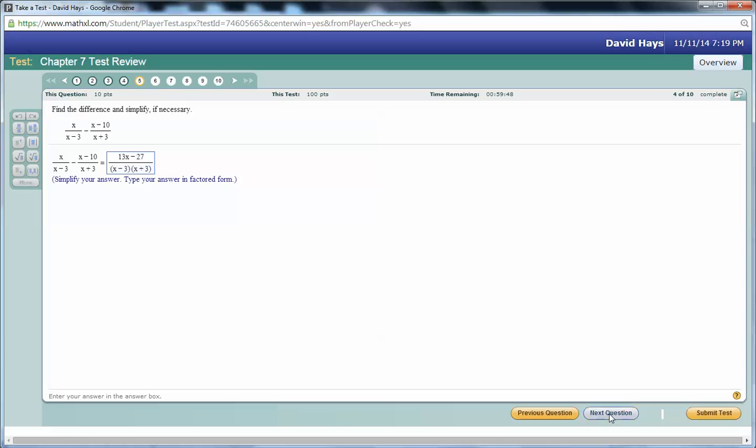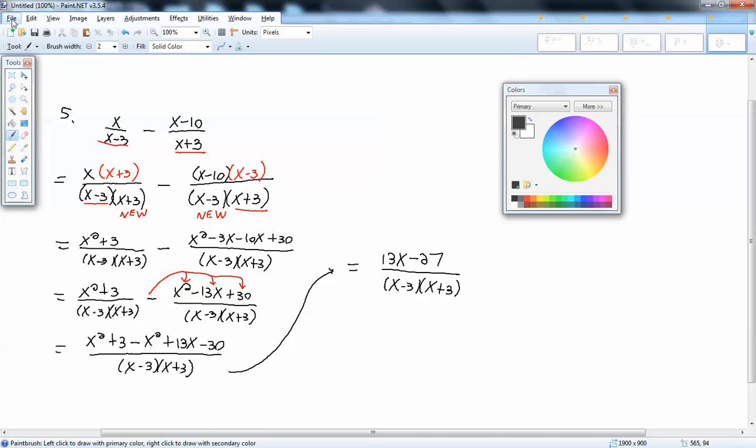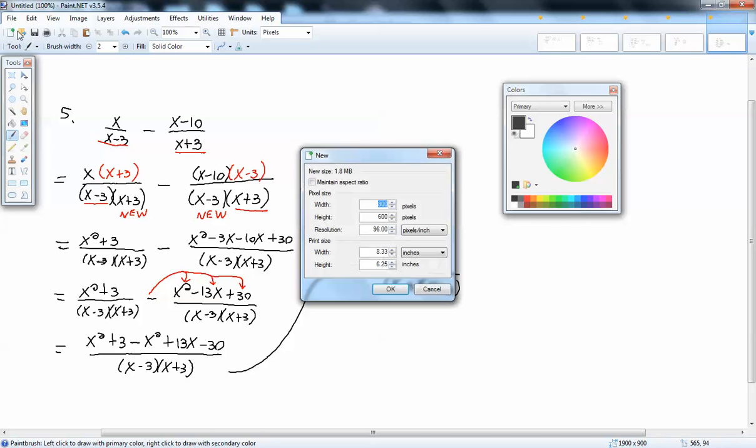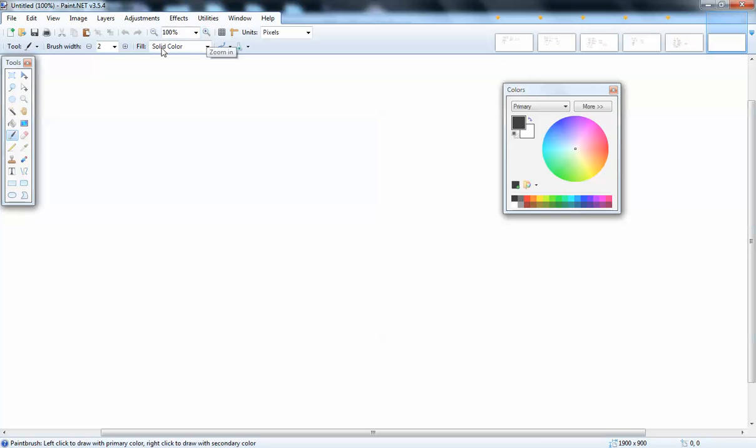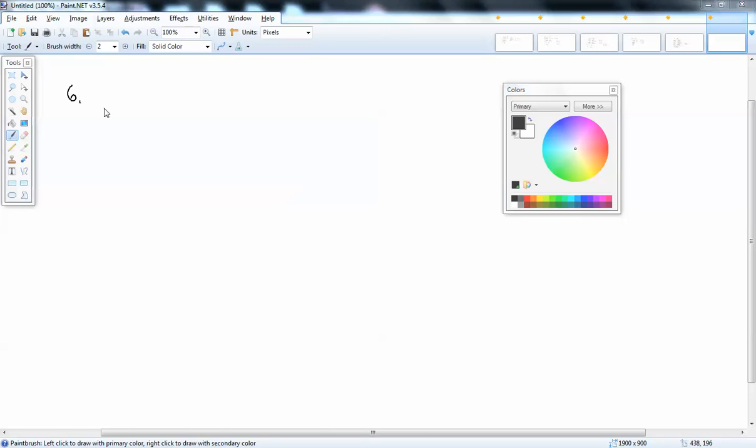Okay, next question. This is another one with different denominators. So we start a new page. I don't understand this. I reset my computer. It shouldn't be slow, in theory. I hear my hard drive just running away, so maybe a virus scan's running or something.